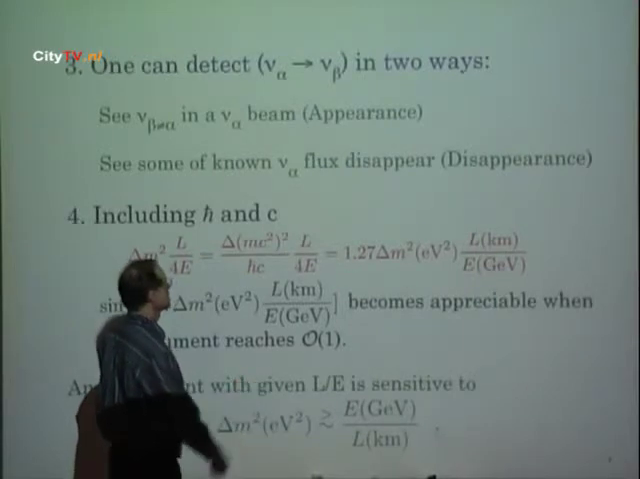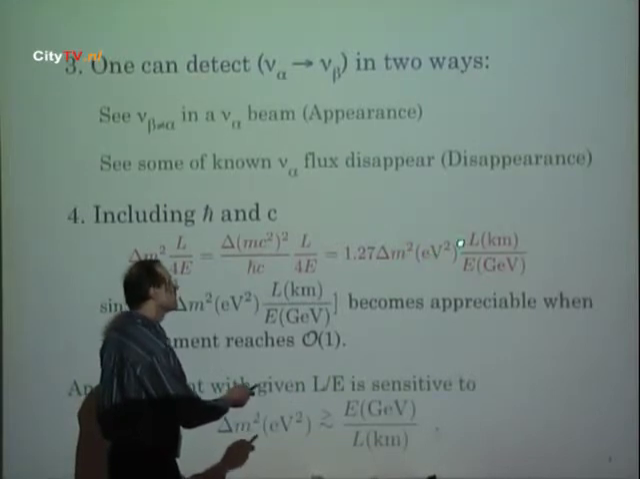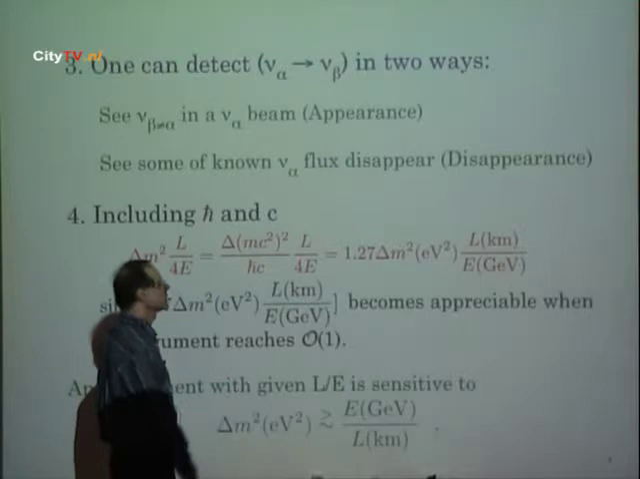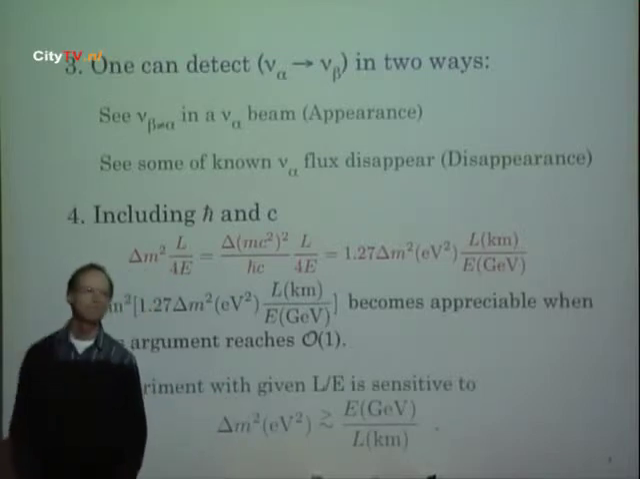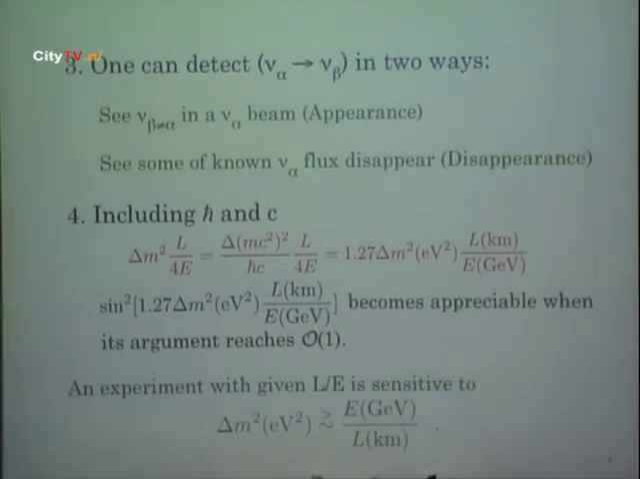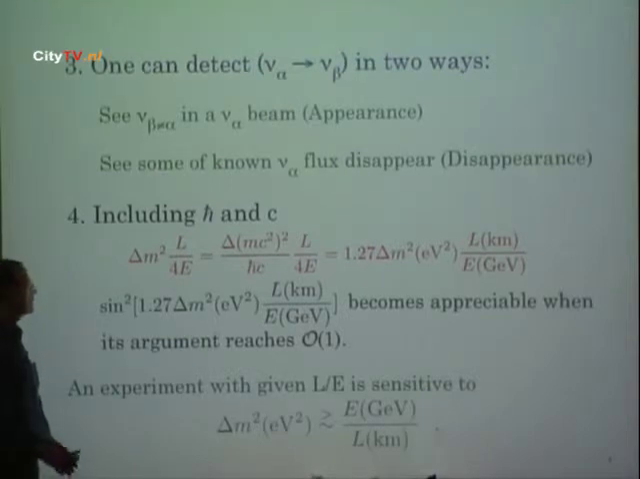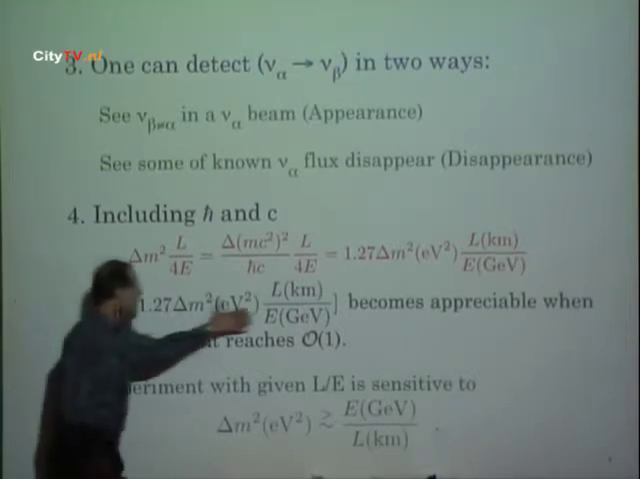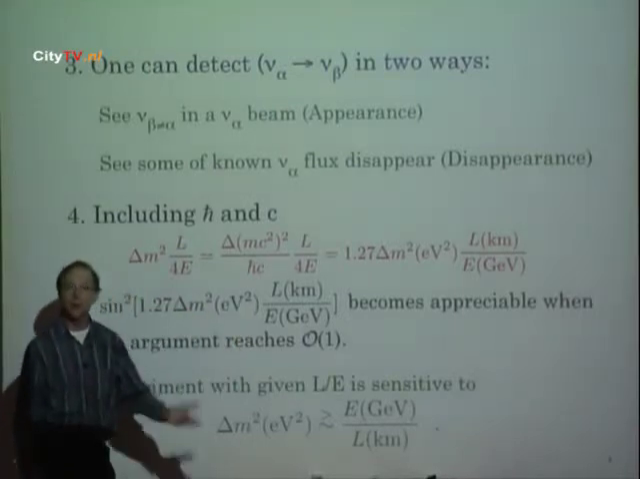This becomes this expression, 1.27 delta m squared measured in electron volt squared, the distance between source and detector measured in kilometers, and the beam energy measured in GeV. Now, this wiggly factor is going to become appreciable when the argument in the square bracket becomes an appreciable fraction of 1, or pi over 2.